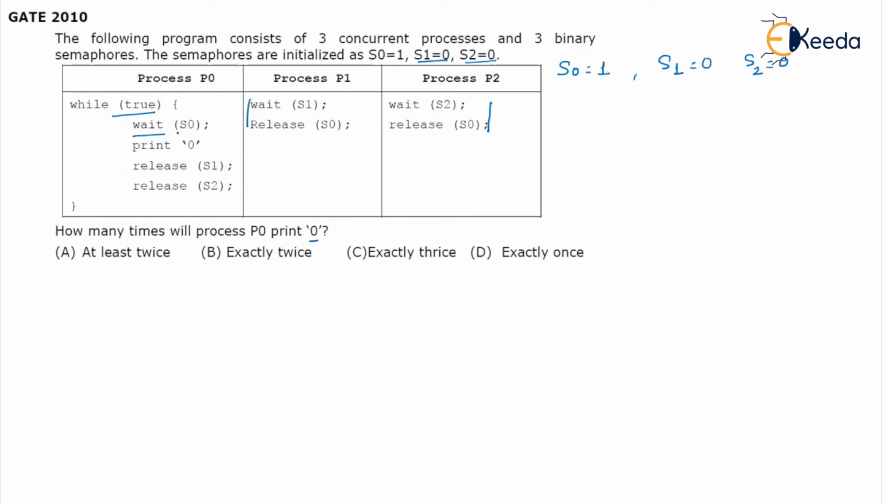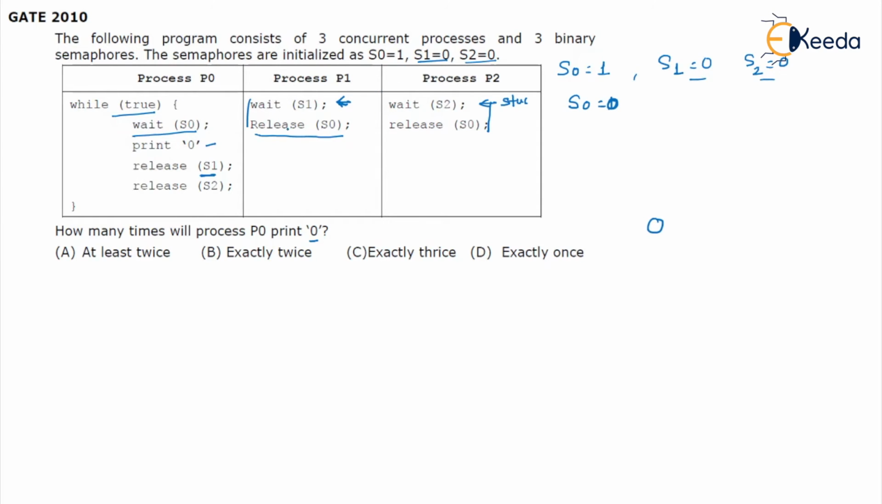The first time when wait S0 will be executed, then S0 will become 1 becomes 0 and it will print the first statement as 0. These two will execute concurrently, though they execute wait S1 and wait S2, but they will be stuck here because the values are 0. Now this will release the value S1, and that will make sure that this while loop breaks. And in that process, this will release the value S0.